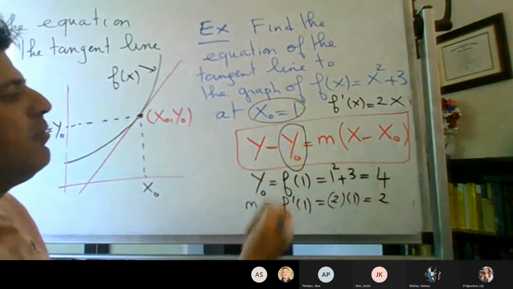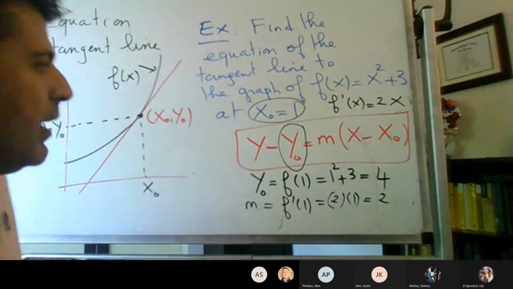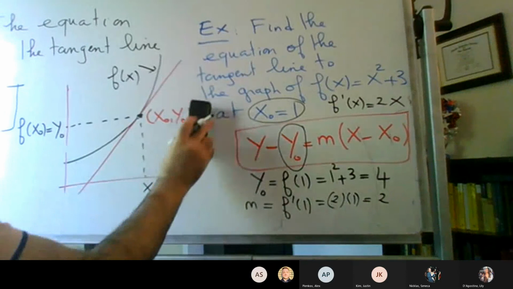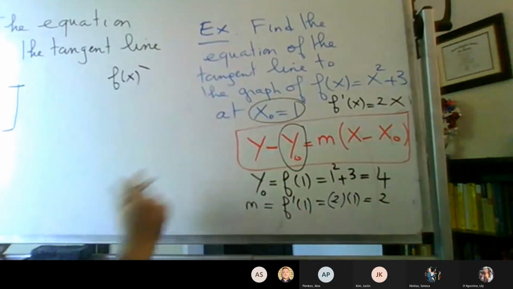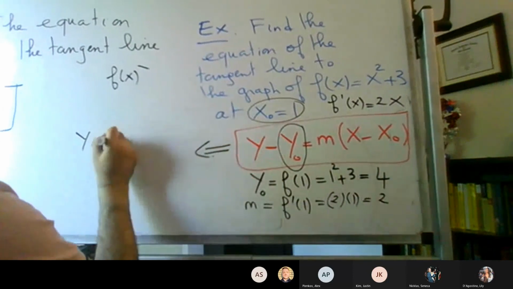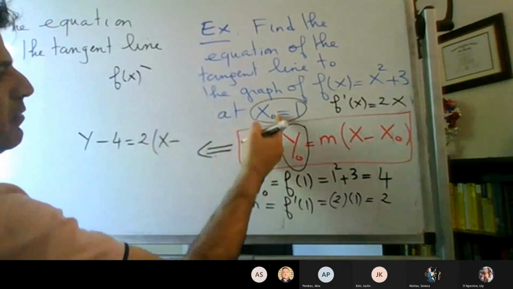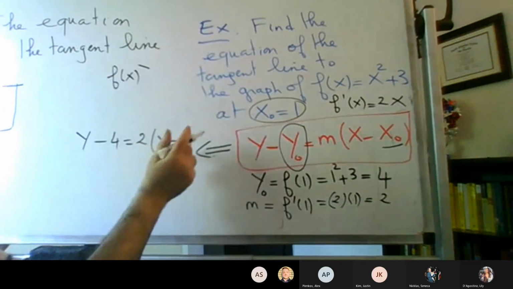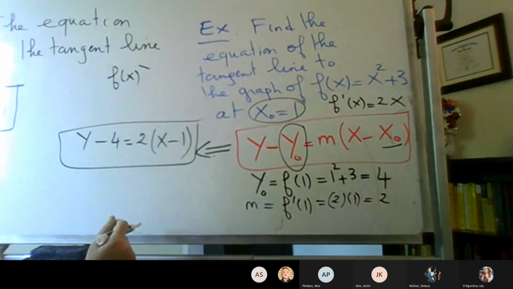So now I know the slope. I know y0. I just replace and I write the final answer, and that's it. So this is how to find the tangent line equation. So here, y minus y0, it's 4, and the slope is 2. x minus x0, and x0 is 1. This is the equation of the line tangent to the curve at x0 equals 1.